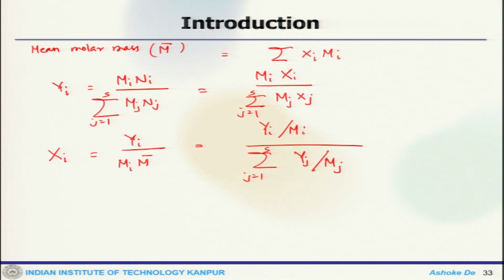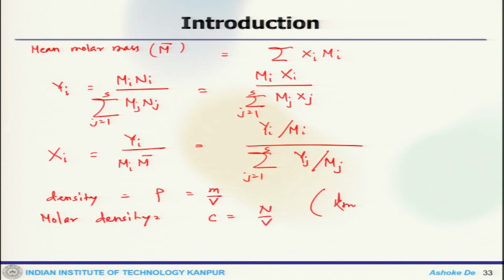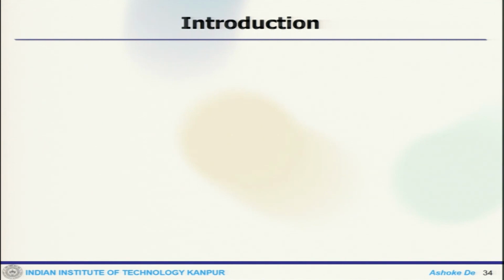So, there are some more things which one can define. One is the density, another important thing which will come into the picture, which is mass by volume. Then you have molar density, which will be C equals N by V, that means the unit is kilomole per meter cube. So, mean molar mass one can estimate as m by n equals rho by C.